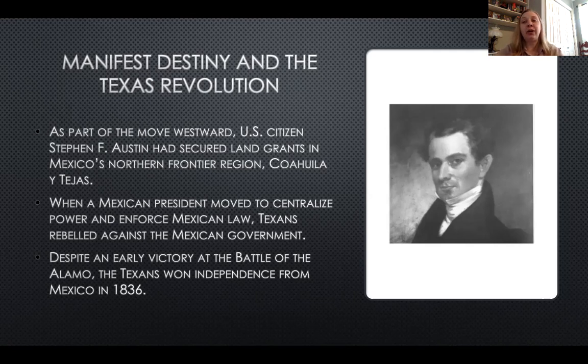Now, one of the biggest problems that the settlers in Texas had with Mexican soldiers coming to enforce Mexican law was that Mexico had abolished slavery in the 1820s, and many of these Texas settlers owned slaves. It's not the only reason, but it was a big part of the reason why the Texans decided to declare independence. And although Mexico briefly won at the Battle of the Alamo, the Texans ended up winning full independence from Mexico in 1836, and they applied to the United States for annexation.